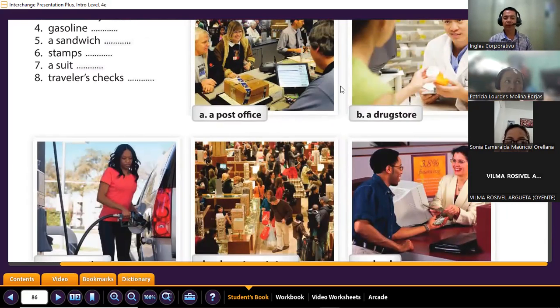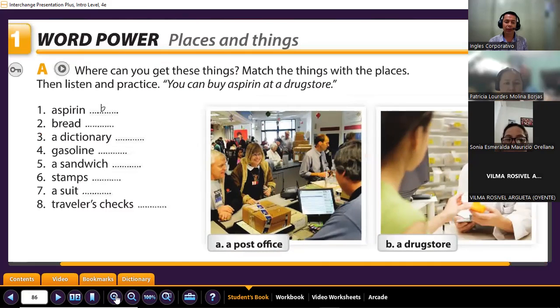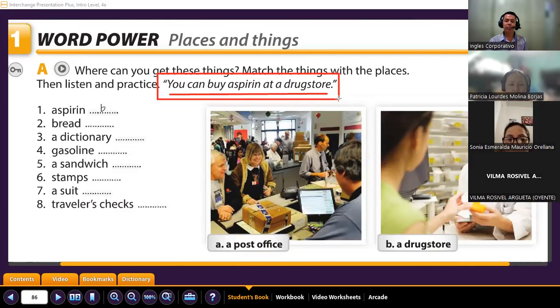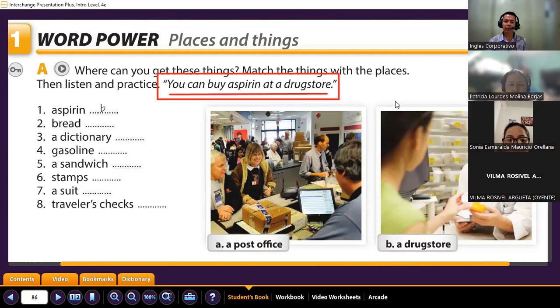Excellent. Okay, now, where can you buy aspirin? Where can you buy aspirin? You can buy aspirin at a drugstore. Look. You can buy aspirin at a drugstore. Right? So, letter B. Letter B. A drugstore, right?